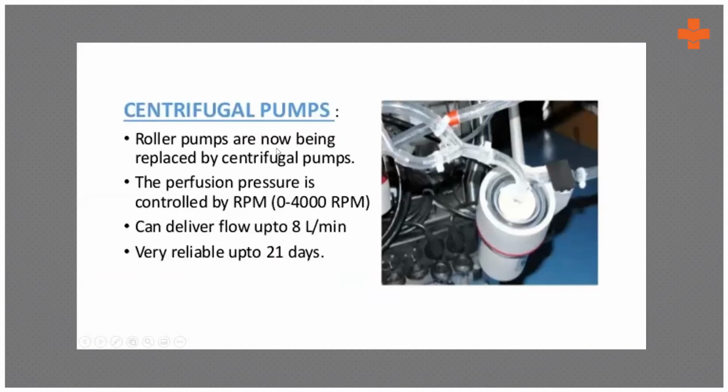The roller pumps are now being replaced by centrifugal pumps. The perfusion pressure is controlled by the centrifugal rotation, that is, rotations per minute. That can go up from 0 to 4,000 rotations per minute, and it can deliver a flow of 8 liters per minute. It is very reliable for 21 days. And centrifugal pumps are the pumps which are used nowadays.